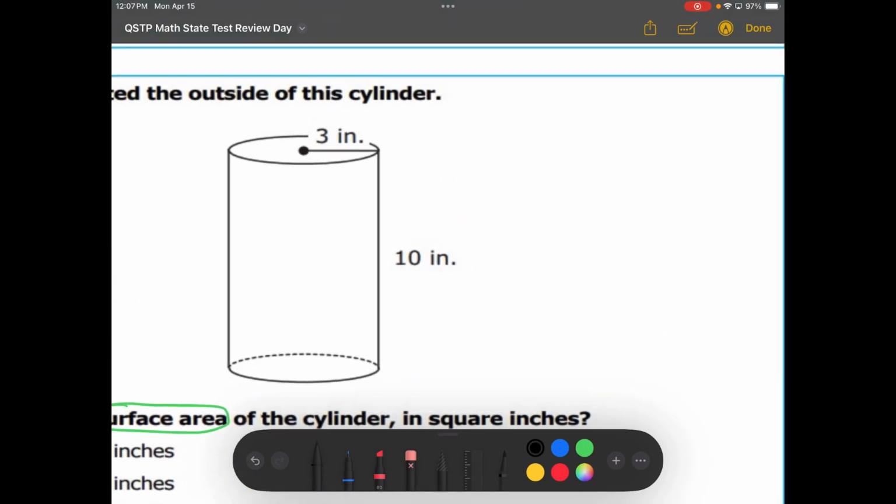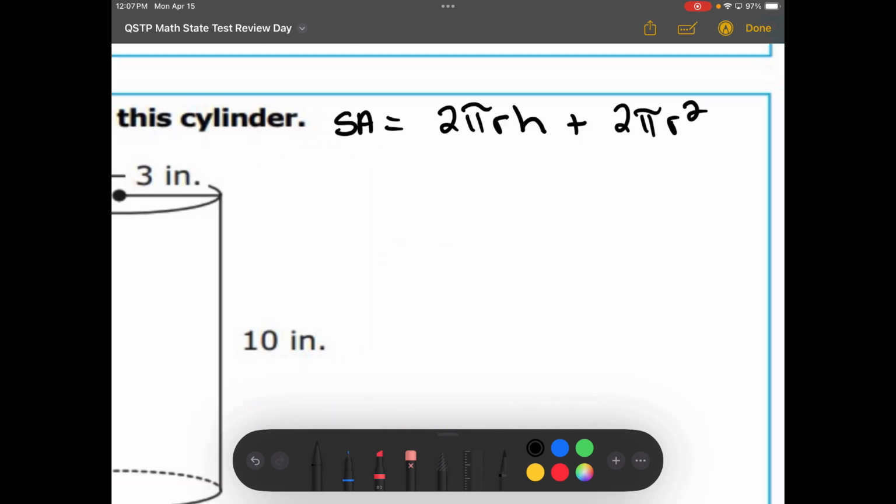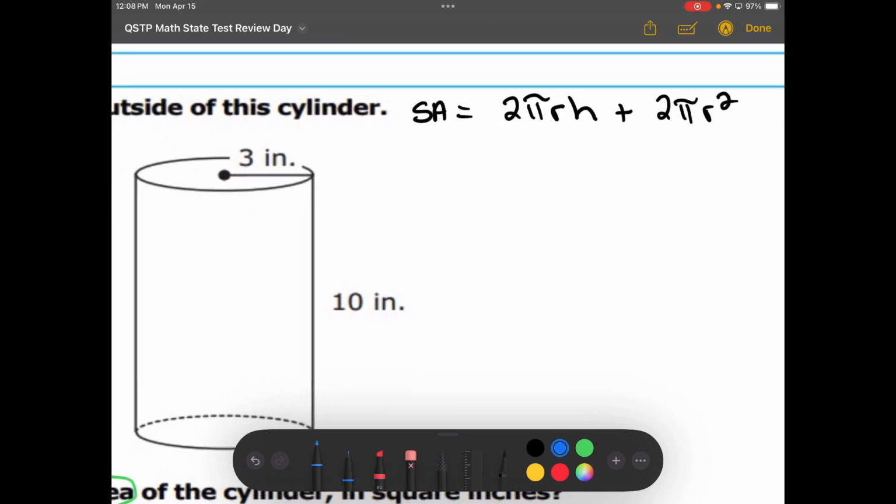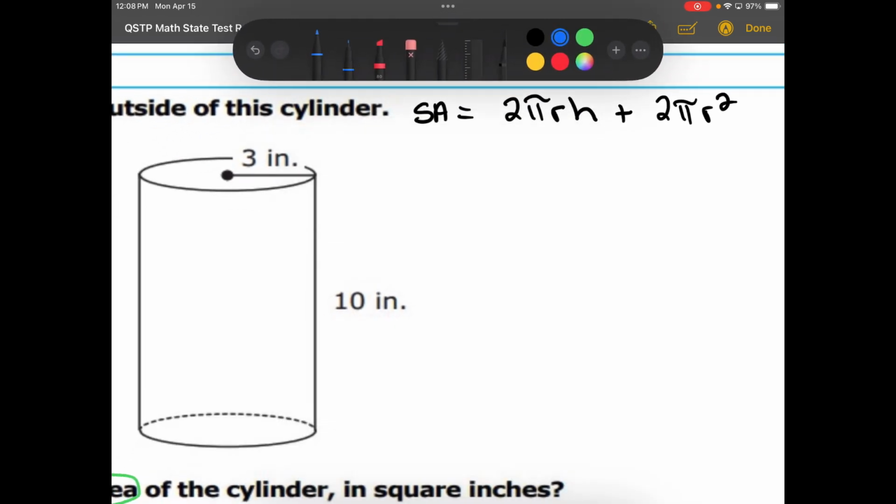What is the surface area of a cylinder? Here it is right here. Surface area of a cylinder: 2 pi r times height plus 2 pi radius squared. Now we're going to label. Looking at your cylinder, what information do they give us here? What is this? That is our radius. Good. So our radius is 3.